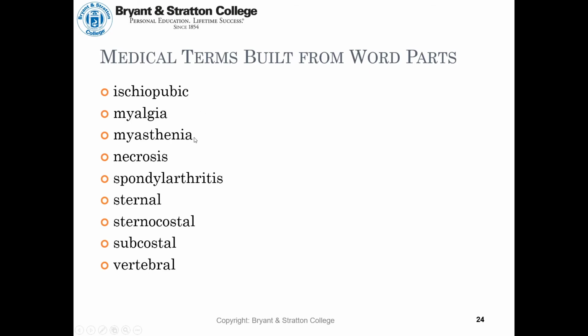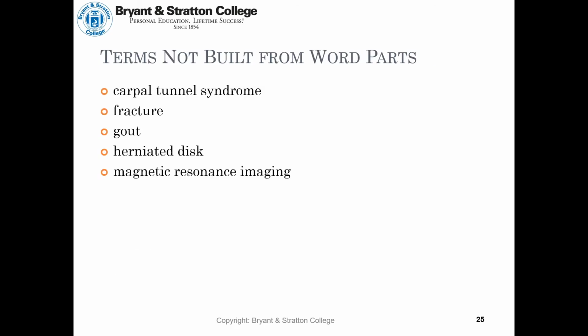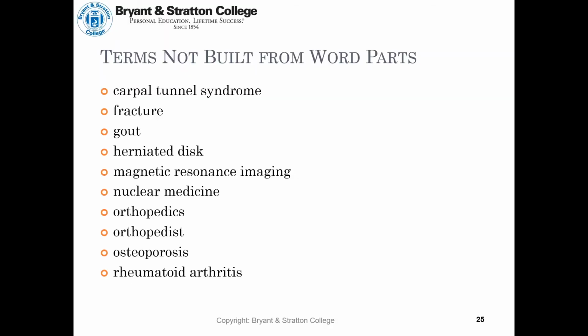A term you might have heard before with myasthenia would be myasthenia gravis. It's a musculoskeletal condition. So we're looking here at words not built from word parts. Now, some of these words that are on here, particularly orthopedics, orthopedist, and osteoporosis, are terms that I don't necessarily agree being on this list, but technically.